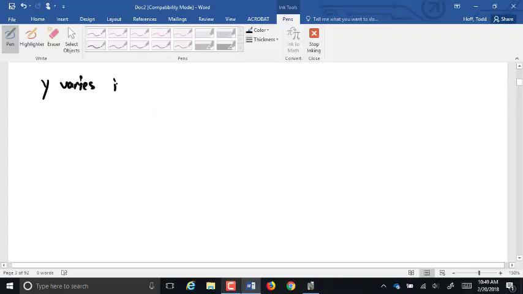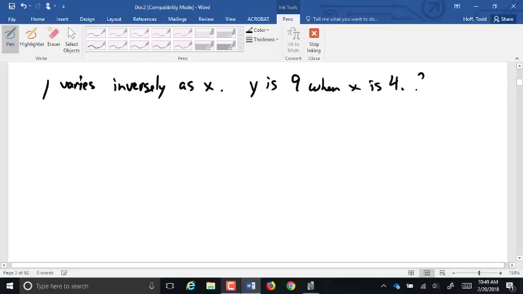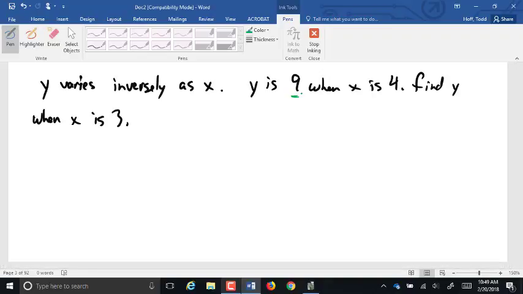Y varies inversely as x. Y is 9 when x is 4. Find y when x is 3. First of all, is y going to be bigger or smaller than 9 here? Bigger, because x got smaller, y has to get larger.